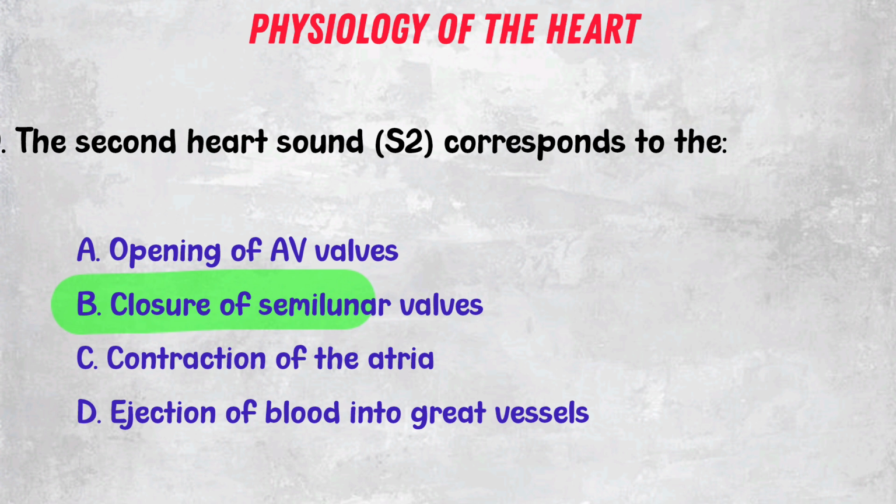The S2 actually marks the end of systole, and it's caused by the closure of the aortic and the pulmonary valves.